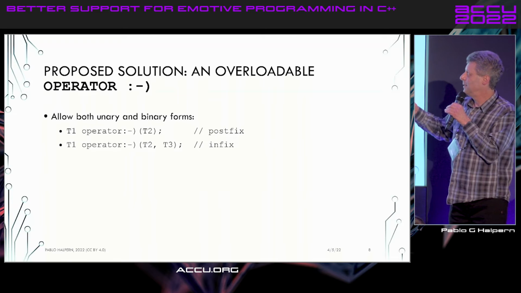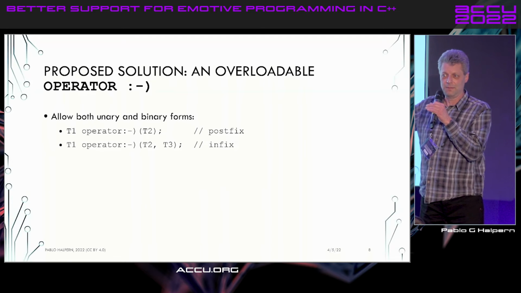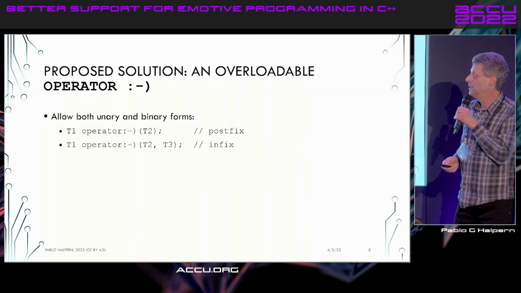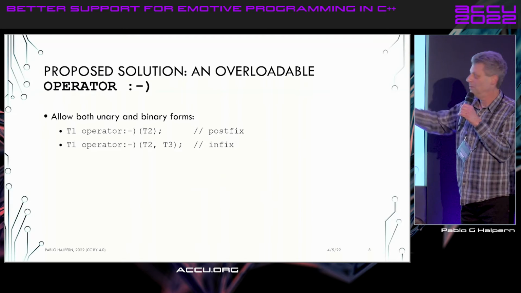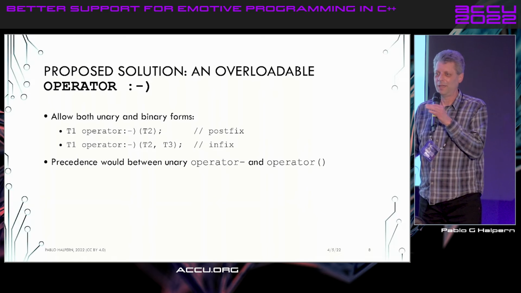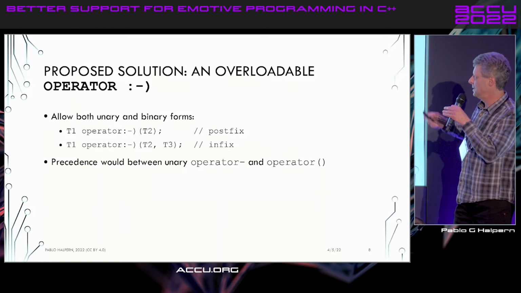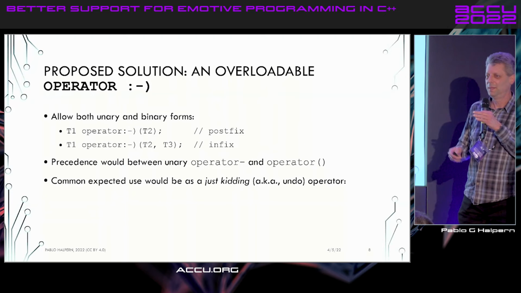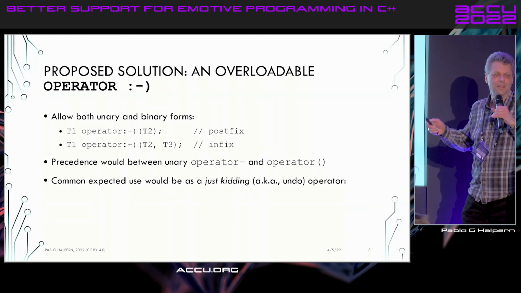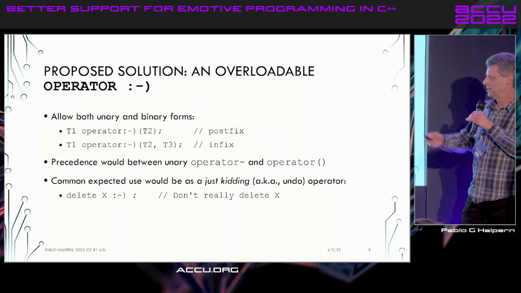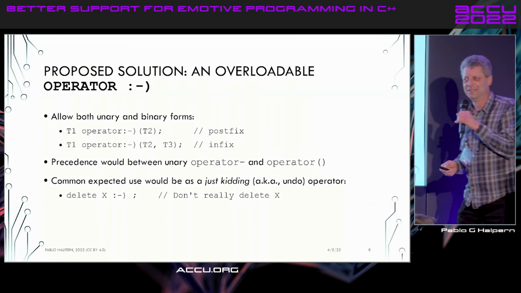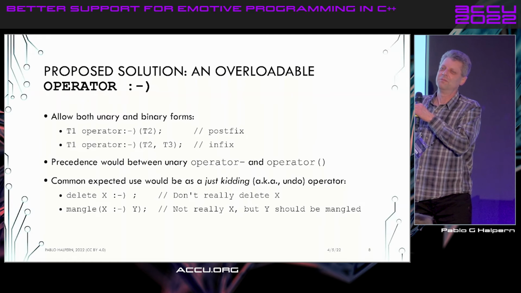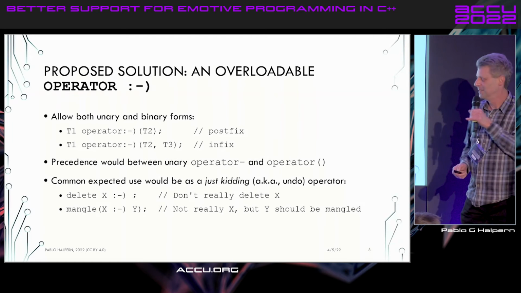So here's the solution that I proposed, and I have a standards proposal for this. Allow both unary and binary overloads of the smiley face emoticon, right? Because if you're going to allow it in the language, you have to give it some kind of meaning. And so this would give it meaning. And it could be whatever you want it to be. So the precedence would be somewhere between operator minus and operator parens. And the common expected use would be something in jest, not really. For example, delete this, but not really. Mangle X, no, really, mangle Y, right?